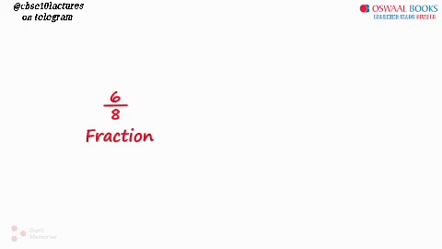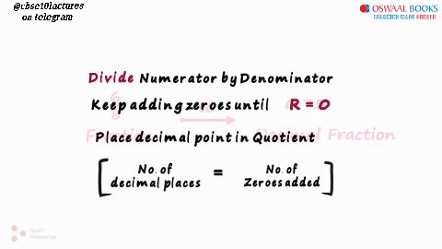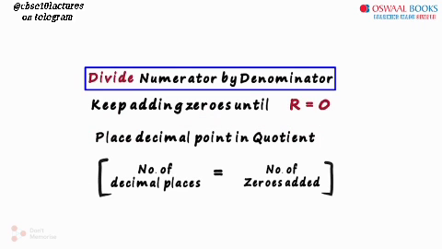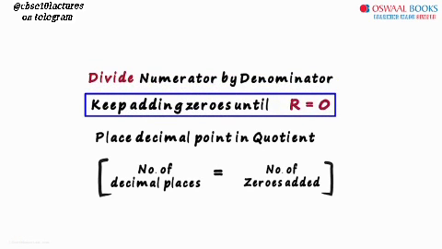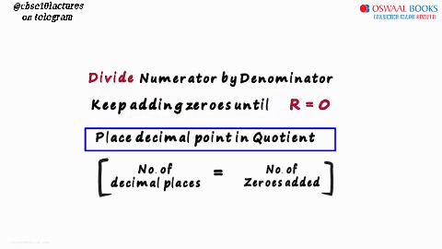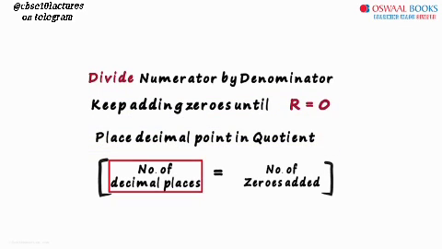To convert a fraction into a decimal fraction, we followed these steps. We divide the numerator by the denominator. We keep adding zeros to the dividend until we get a zero as the remainder. And then we place the decimal point in the quotient. The number of decimal places will equal the number of zeros added.